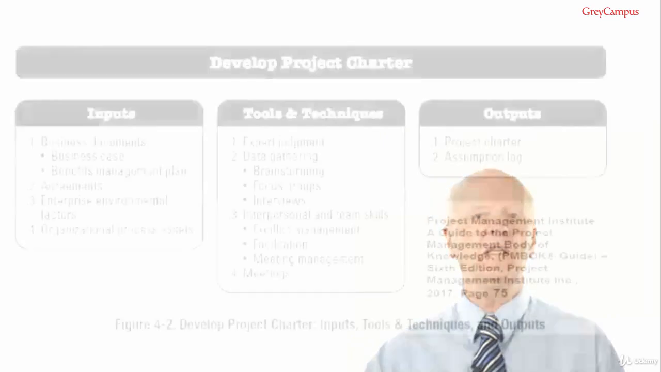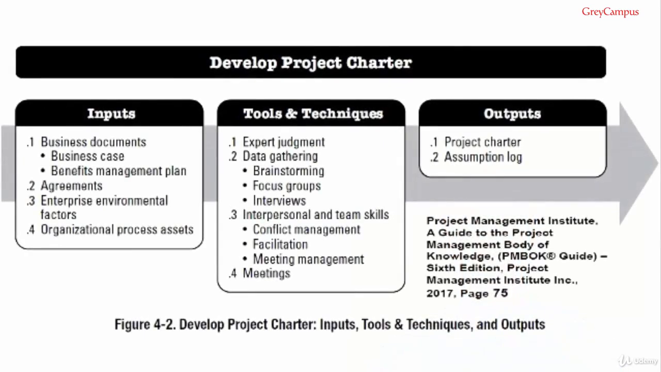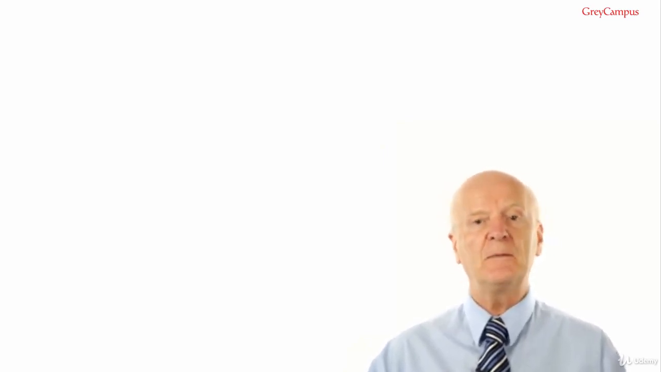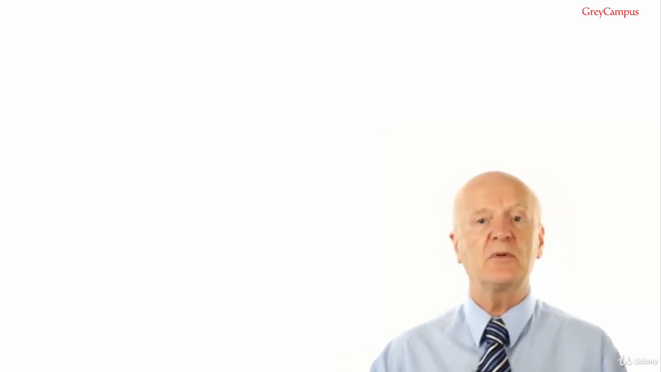Output number 2, the final output, is the assumption log. This, despite just being called an assumption log, contains details of constraints and assumptions. They will be maintained throughout the project and will hold the constraints and assumptions at the lower detail level than on the charter. And that brings us to the end of the develop project charter process.